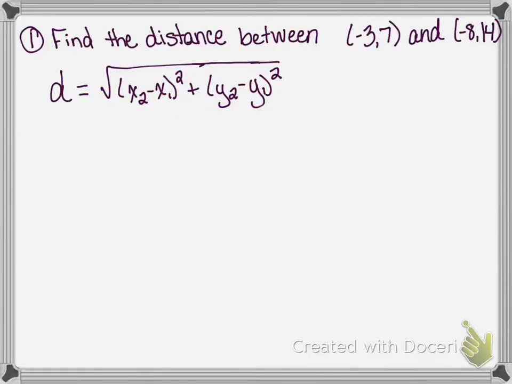Okay, the first thing we're going to do is find the distance formula. We are looking at the distance between (-3, 7) and (-8, 14). The distance formula is d equals the square root of (x sub 2 minus x sub 1) squared plus (y sub 2 minus y sub 1) squared.